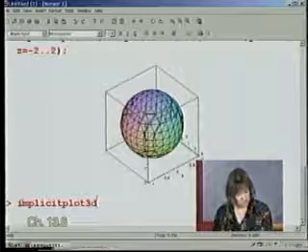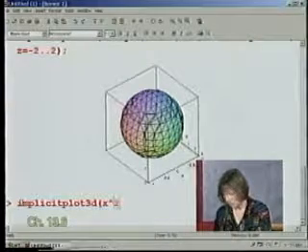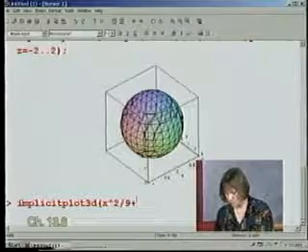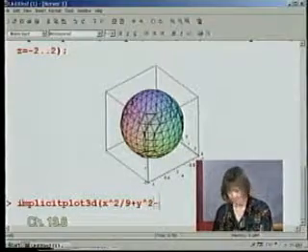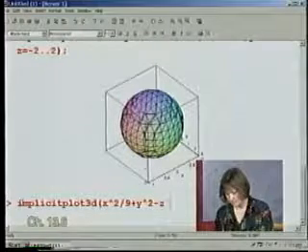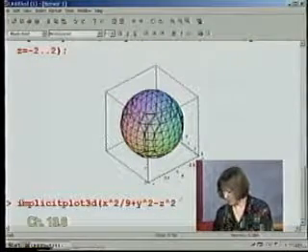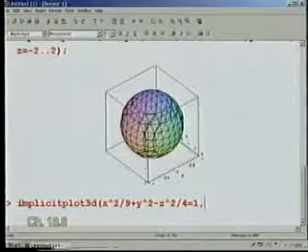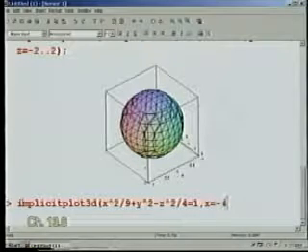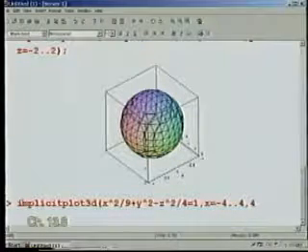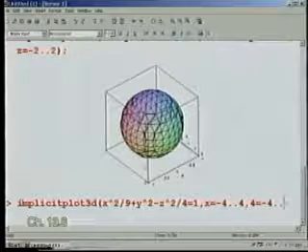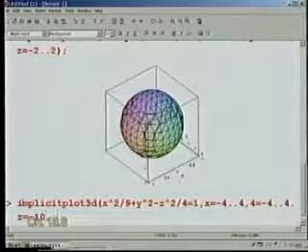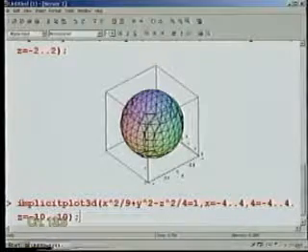All right, the equation was x squared divided by 9 plus y squared minus z squared divided by 4 equals 1. Now I'm going to just let x range from -4 to 4. I'm going to let y range from -4 to 4. And why don't we let z range from -10 to 10? Tell it to graph it.